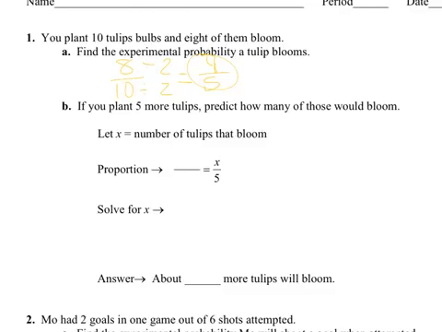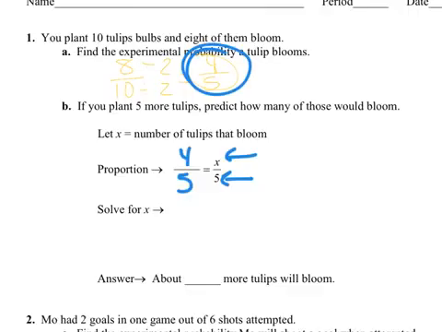Let X equal the number of tulips that bloom. So here we go. What does your proportion start off with? Well, our proportion starts off with our experimental probability, which was 4 out of 5, so 4/5. Now you plant 5 more. That's where that 5 came from. And they want to know how many of those are going to bloom. So what's the expectation? We're going to solve for X.